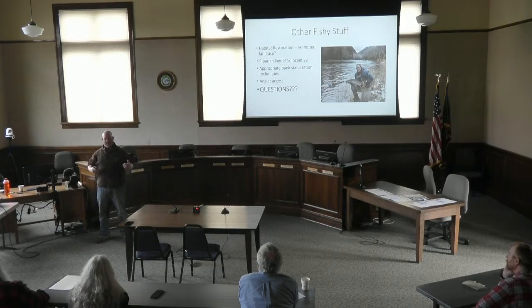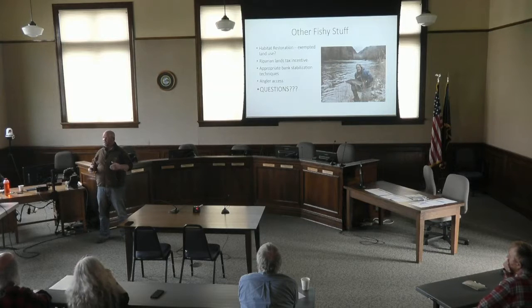Instead of armoring the bank, you put in structures that actually slow the water down. You use riparian vegetation to stabilize that bank, to slope it back if it's vertical. There are new techniques that can really help landowners stabilize their bank and protect their property, but do it in a way that slows water velocities, doesn't create additional problems downstream, and is a lot better for fish.